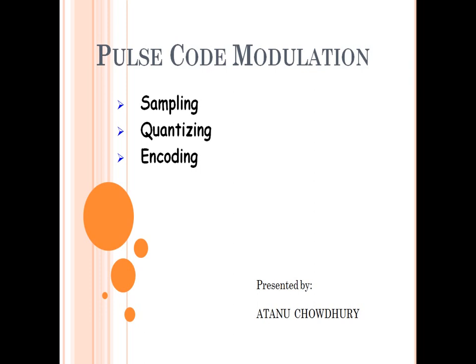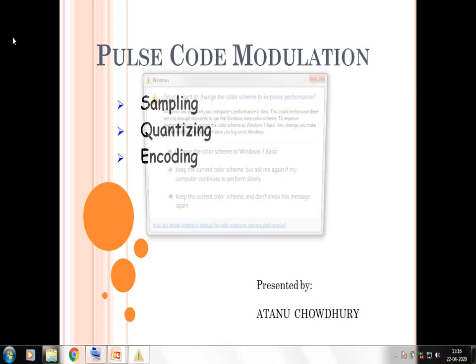What is sampling? Sampling is the process by which a few samples are taken from the analog message signal, not the full continuous value but just a few samples. Then the part of quantizing. What is quantizing? After sampling, all the sample values are quantized into some quantized levels, and then in the encoding process those quantized level values are encoded into digital bits.